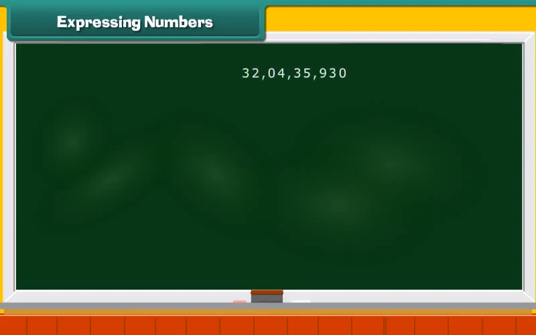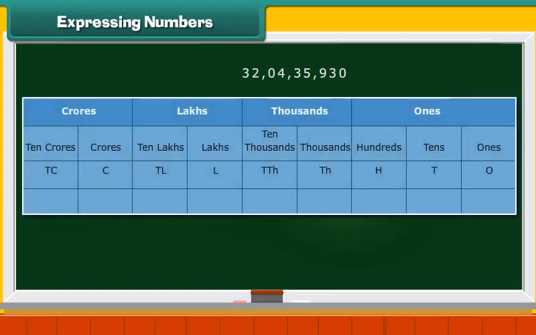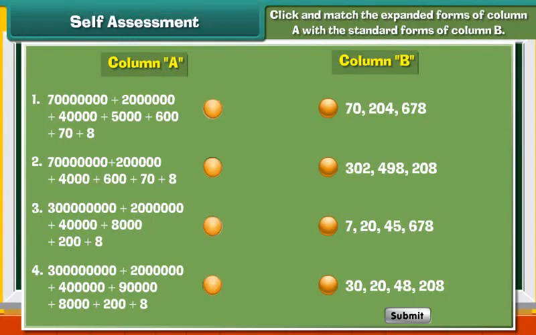Let us express the number in standard form. The number belongs to the Indian System of Numeration. Therefore, draw the Indian Place Value Chart. Let us look at the terms one by one. First term is 30 crores or 3. Self-assessment. Click and match the expanded form of column A with the standard forms of column B.